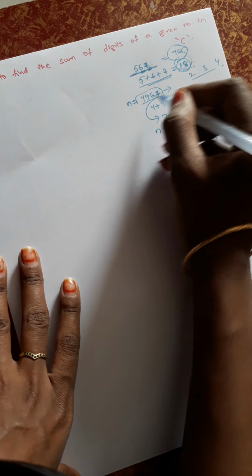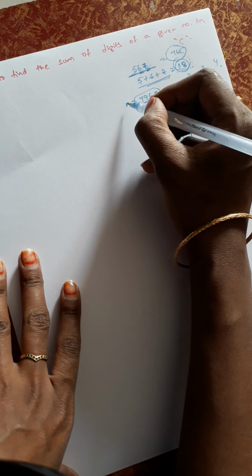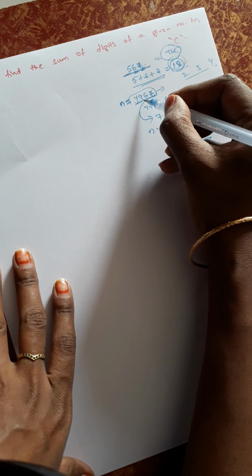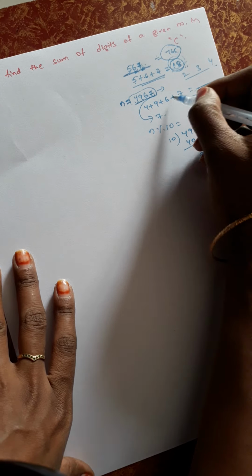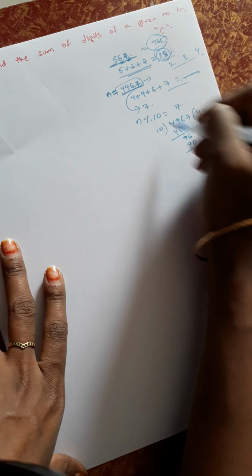We find the sum. Now let us take a 4 digit number, 4967. This is the number. Let the number n equal 4967. Here we find the sum: 4 plus 9 plus 6 plus 7. What is the answer? That is what we get in the output. So here we are writing a program to find the sum.